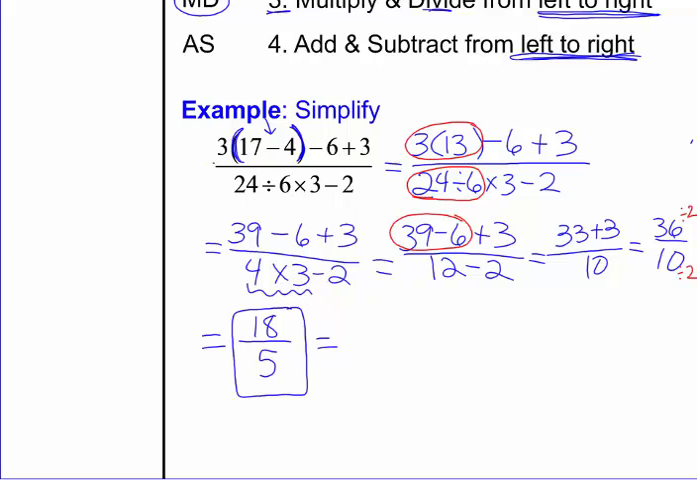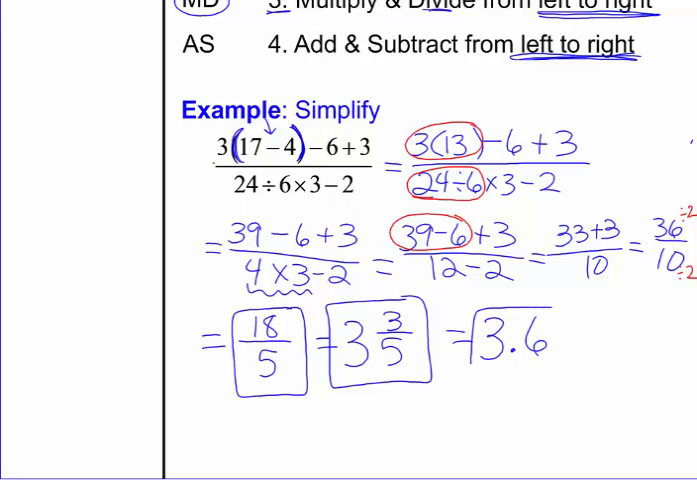So 5 goes into 18 3 times. Okay, remember 5 times 3 is 15. So that means there's 3 left over. Because 15 plus 3 is where the 18 comes from. Denominator stays the same. It's still a 5. This would also be an acceptable answer. And in this case, you could write it as a decimal because it is exactly 3.6.